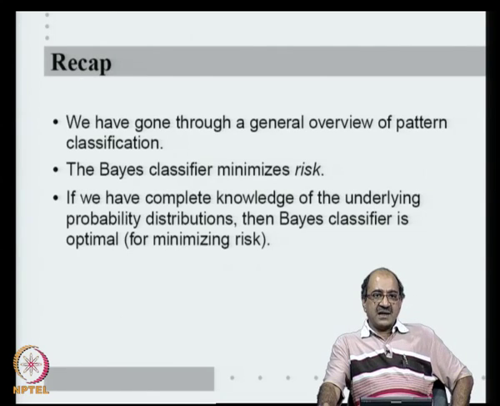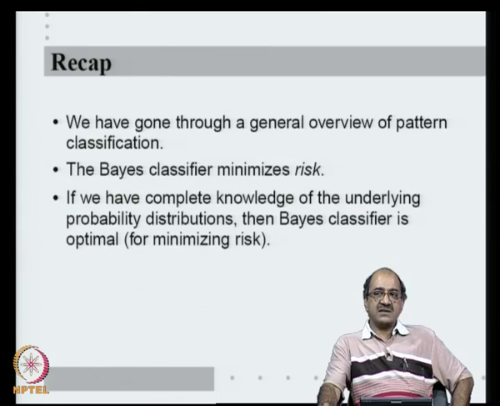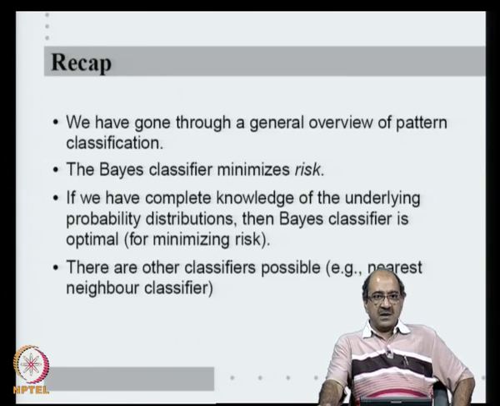And given all the underlying class conditional densities, we have seen that the Bayes classifier minimizes risk. We saw the proof for the special case of the two-class classification problem. We will see the general proof this class. So, the Bayes classifier essentially puts a pattern in the class for which the posterior probability is maximum, and it minimizes risk. If we have the complete knowledge of the underlying probability distributions, then the Bayes classifier is optimal for minimizing risk. There are other classifiers, for example, the nearest neighbor classifier.